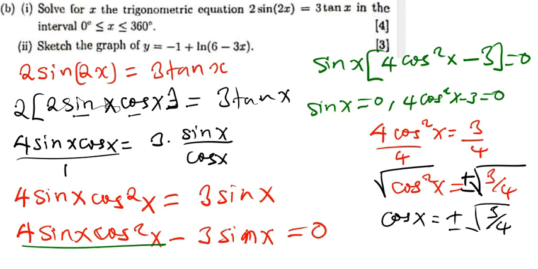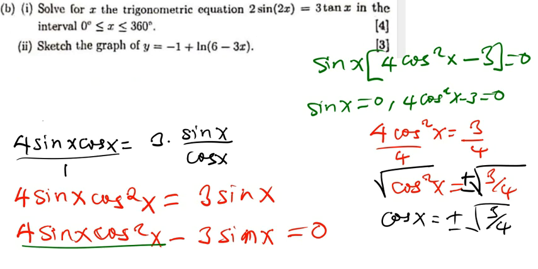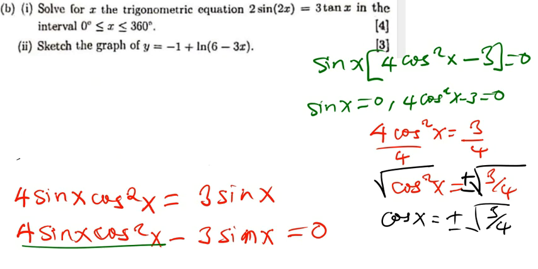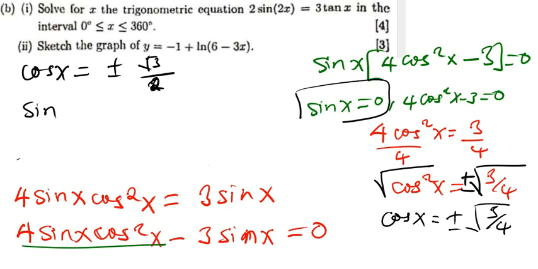In simple terms, I'll come this side and create space this side. What I have now is cos x being equal to plus or minus the root of 3 divided by the square root of 4, which is 2. So I need to find this and also this: sine x is equal to 0. Now we can go ahead and find the answers.